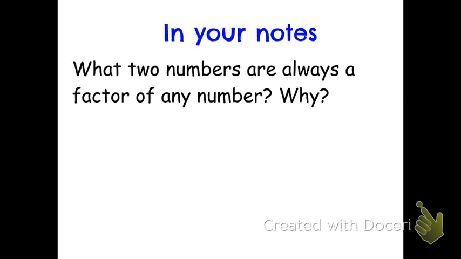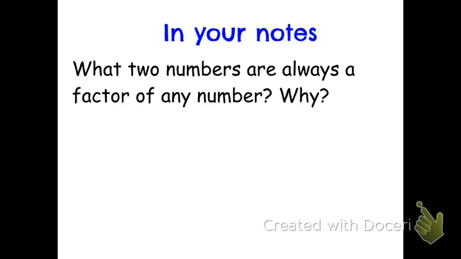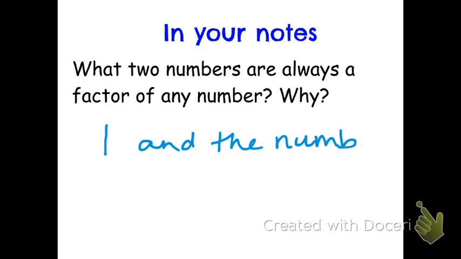What are 2 numbers that are always a factor of any number? Well, when we look at this, the 2 numbers that are always a factor of any number would be the number itself and 1. So 1 and the number. So the number itself and 1 are always factors. So that's always where you start when you're working on factoring numbers yourself. Today we are going to do a few guided practice problems together.